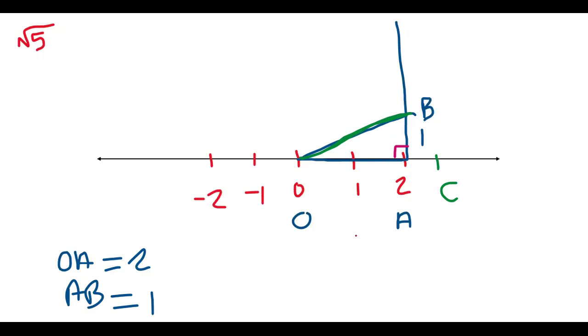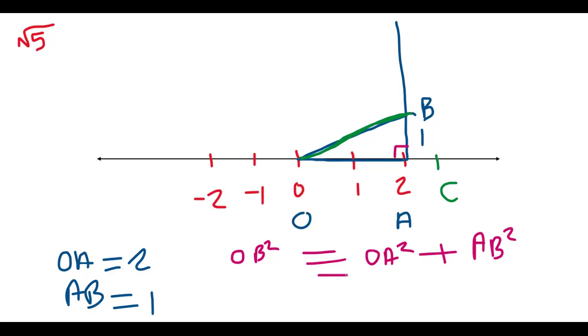So using Pythagoras theorem only, we can say that OB square equals OA square plus AB square. OA is equal to 2, so we will get 2 square. Then AB is equal to 1, so we will get 1 square. So 2 square plus 1 square is equal to 4 plus 1, which is equal to 5.